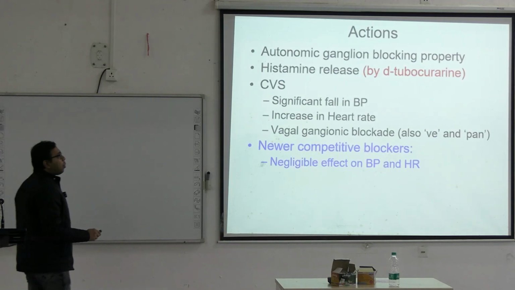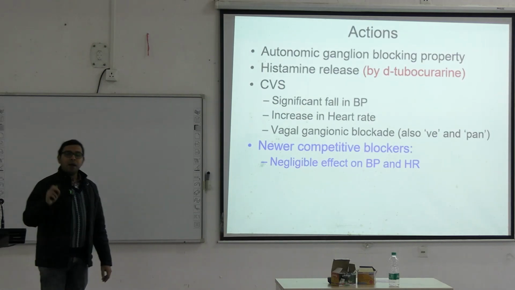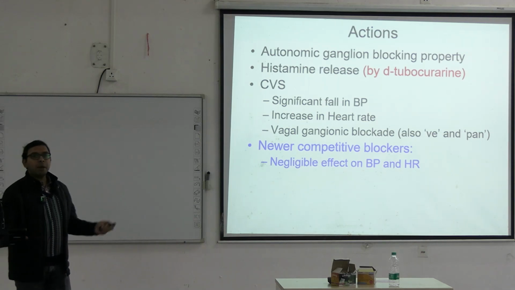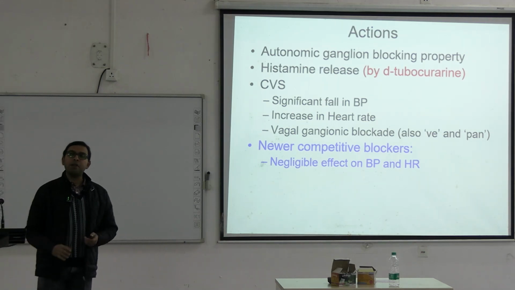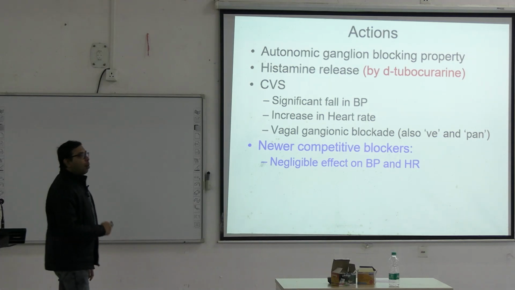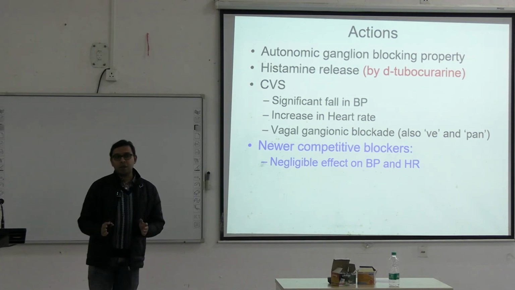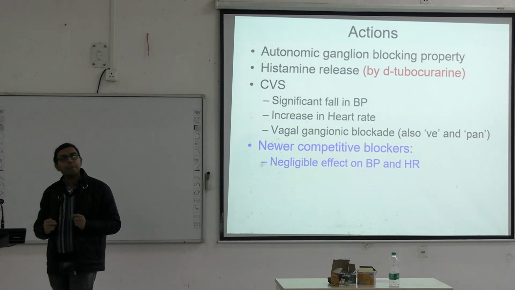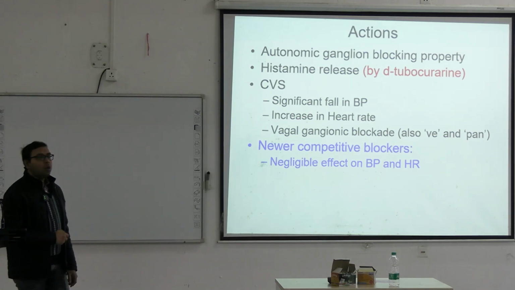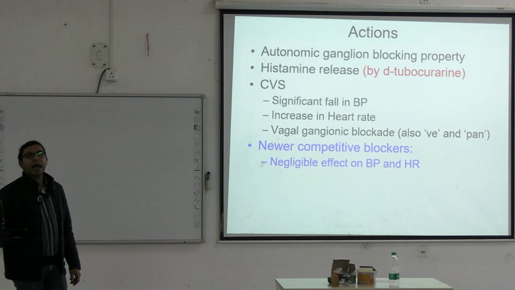Autonomic ganglion blocking property is also there, and for some older drugs like d-Tubocurarine, there may be some histamine release. So there may be chances of anaphylaxis also. In the cardiovascular system, there will be vasodilatation and a reduction of blood pressure usually happens. On the flip side, there will be an increase in the heart rate. Mainly this happens due to the vagal ganglionic blockade.